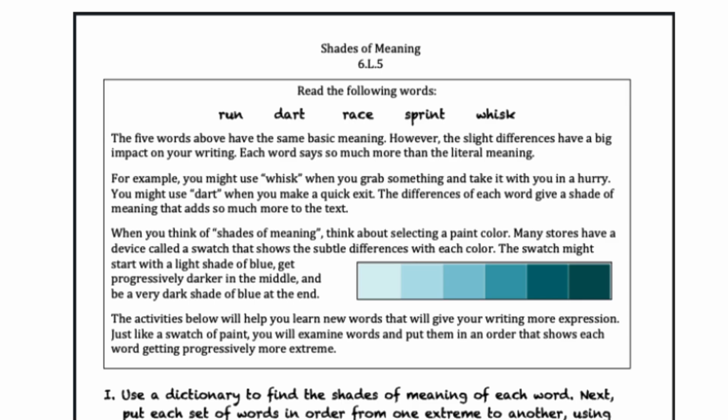So they might say, well, maybe whisk might be the least extreme version of that word, then maybe dart, then maybe sprint, then run. Or they may say race is the most extreme version of that word. And it's okay if they're not exactly right. The whole point is to look at the nuance.